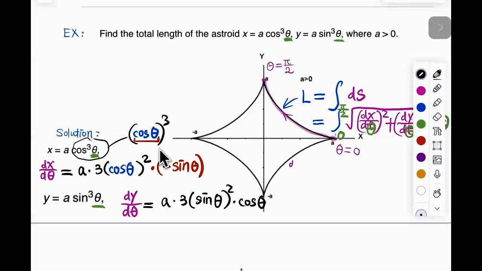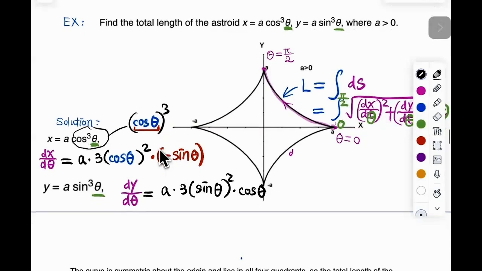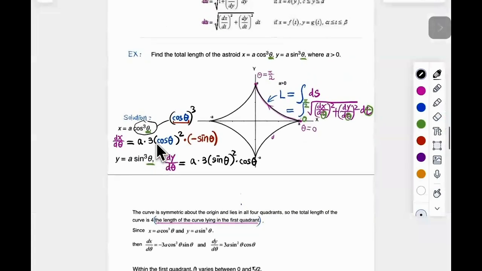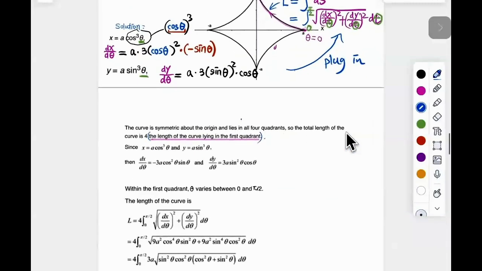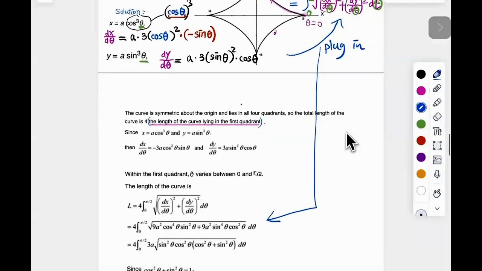Good job. So now all we have to do is substitute the dx/d theta and dy/d theta and plug them in here. Now to do that, we're going to have this form. You actually get to this step right here.